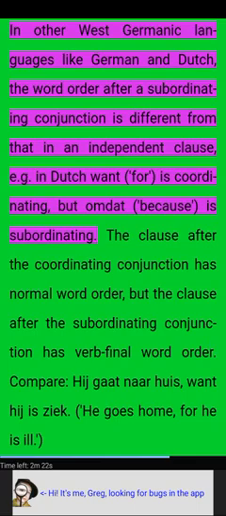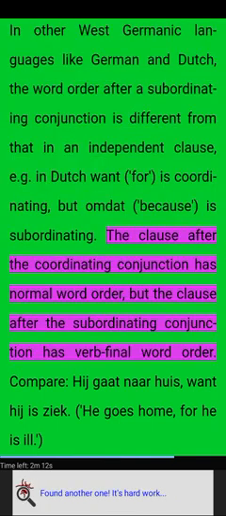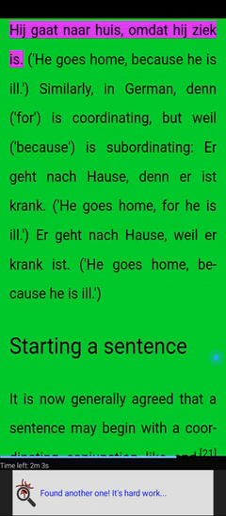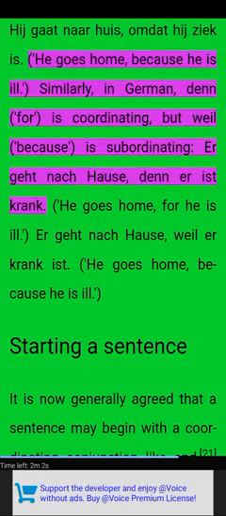In other West Germanic languages like German and Dutch, the word order after a subordinating conjunction is different from that in an independent clause, e.g. in Dutch, want (for) is coordinating, but omdat (because) is subordinating. The clause after the coordinating conjunction has normal word order, but the clause after the subordinating conjunction has verb-final word order. Compare: Hij gaat naar huis, want hij is ziek. He goes home, for he is ill. Hij gaat naar huis, omdat hij ziek is. He goes home, because he is ill.